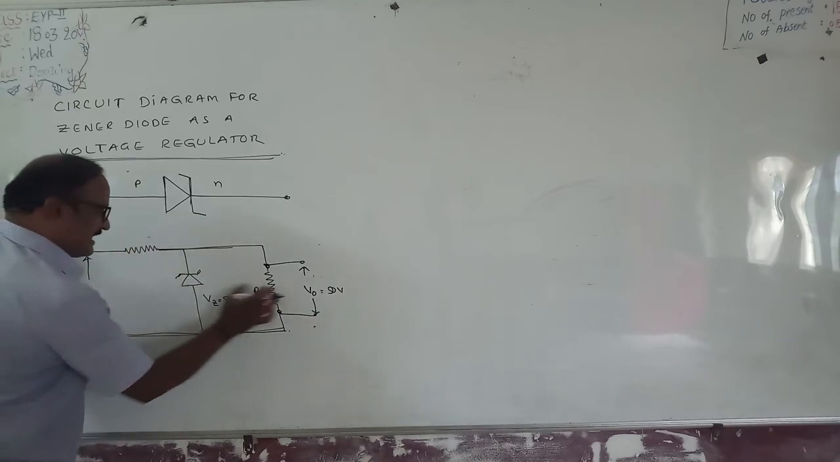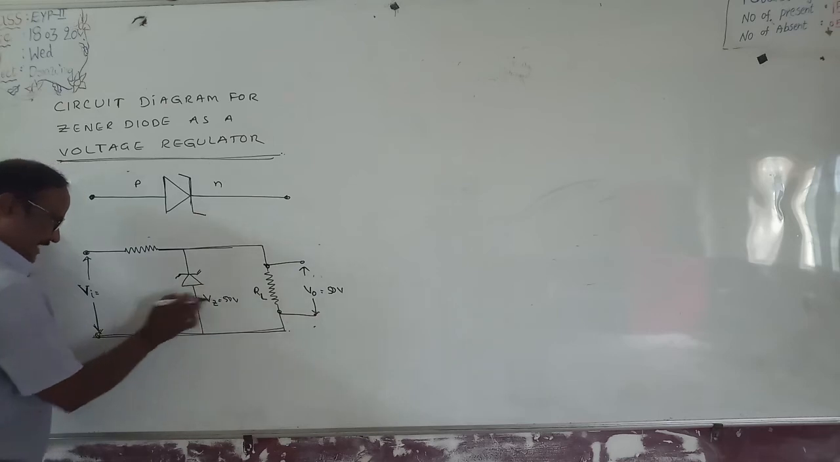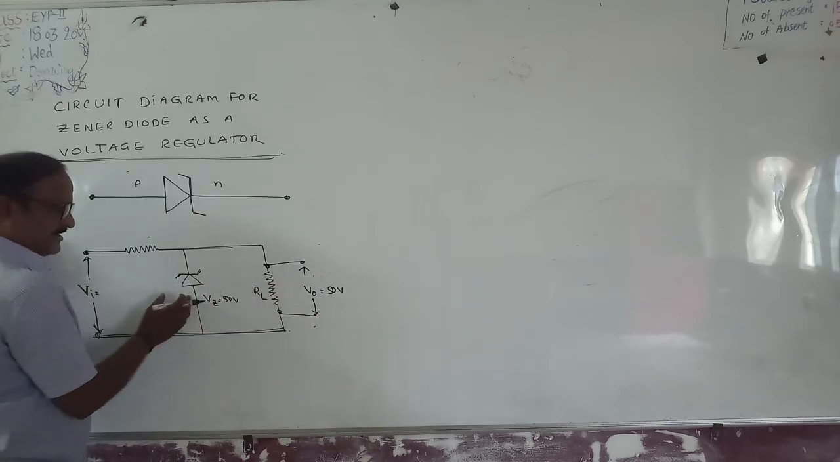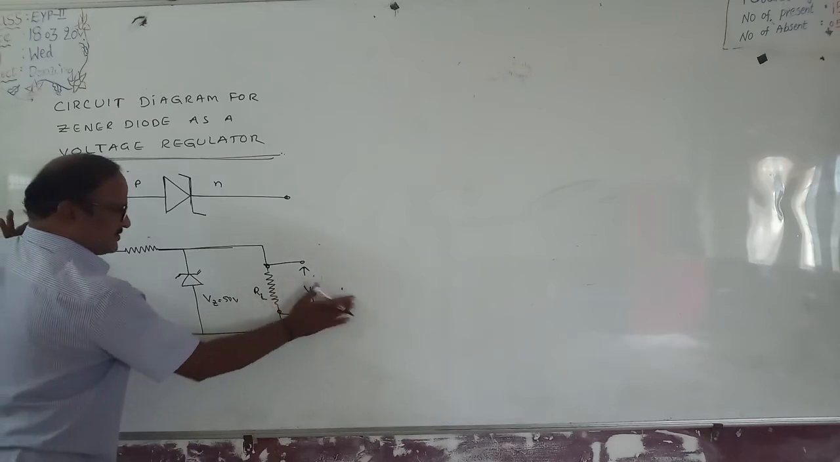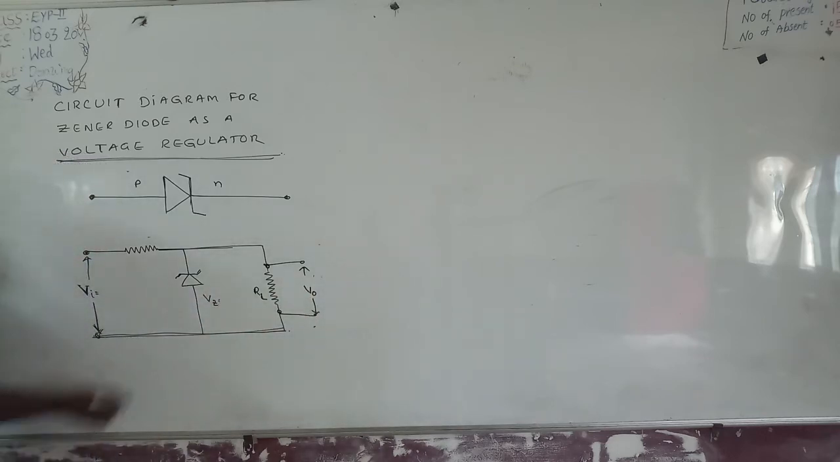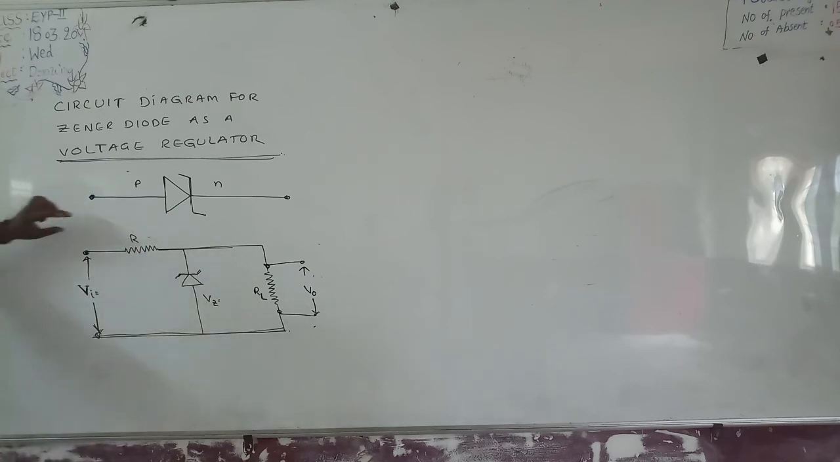Also, both are in parallel. In a parallel combination, the potential difference remains constant. That means V naught is equal to Vz. And also this resistance is called the series resistance.